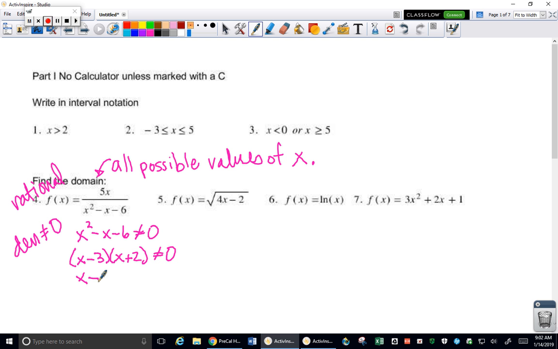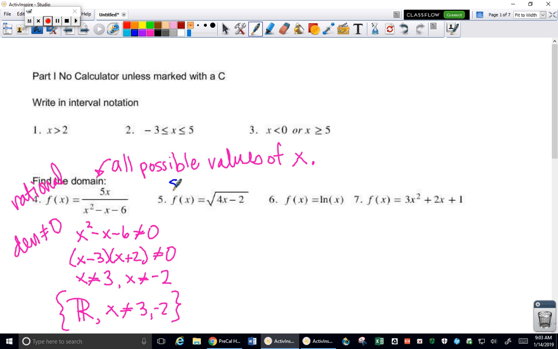So the solutions are positive 3, so x can't be positive 3, and x can't be negative 2. So all other numbers are fine as long as x is not positive 3 or negative 2. And we can write it in this little set builder notation. Okay, all the numbers except for positive 3 and negative 2.